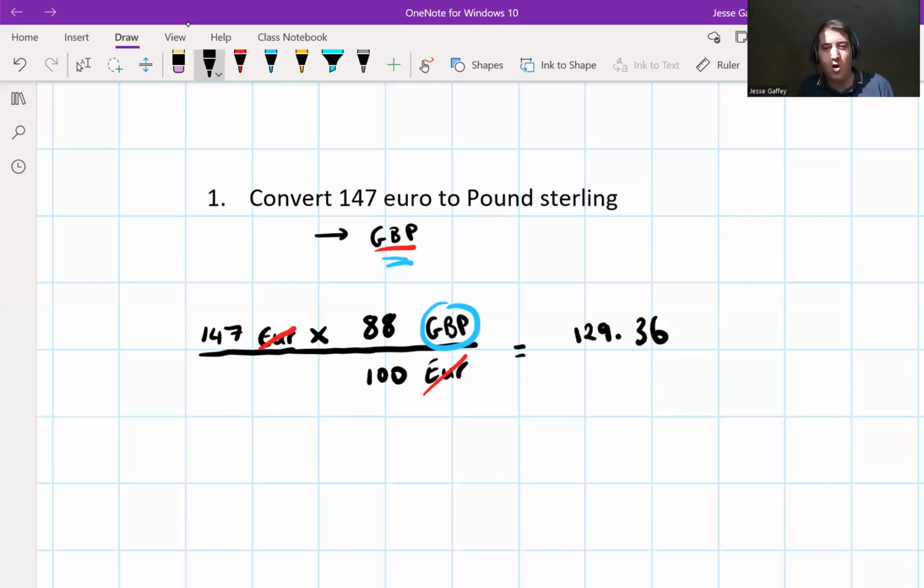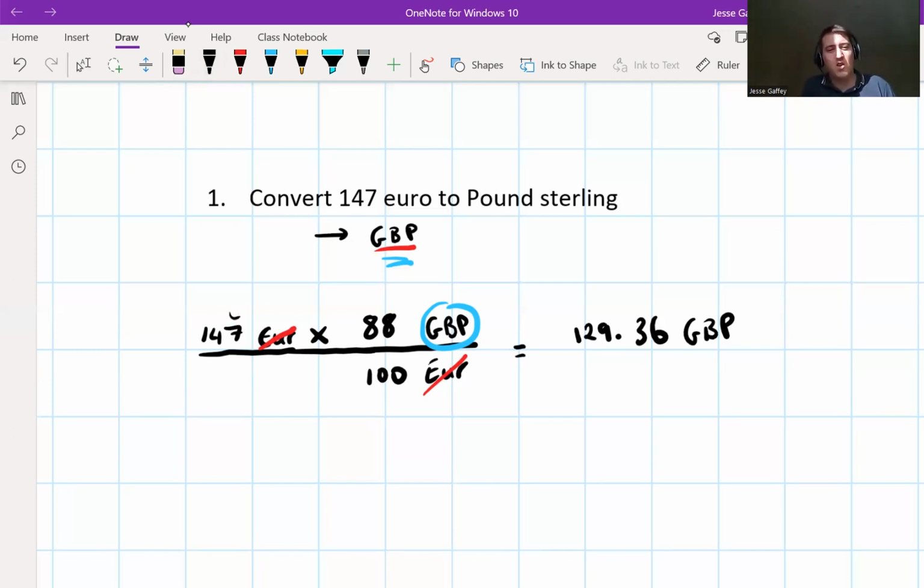So 147 euro will give me 129.36. And again, I'm always making sure I'm keeping all my units here. My only unit that's left is GBP, Great British Pounds. Okay, so that's how I would figure that out. It should make sense because obviously the number for GBP should be less. If I've got 100 euros, 88 British pounds, that's less than the amount of euros. So I should have less than 147, and that is what I have over here. So logically, that makes sense.